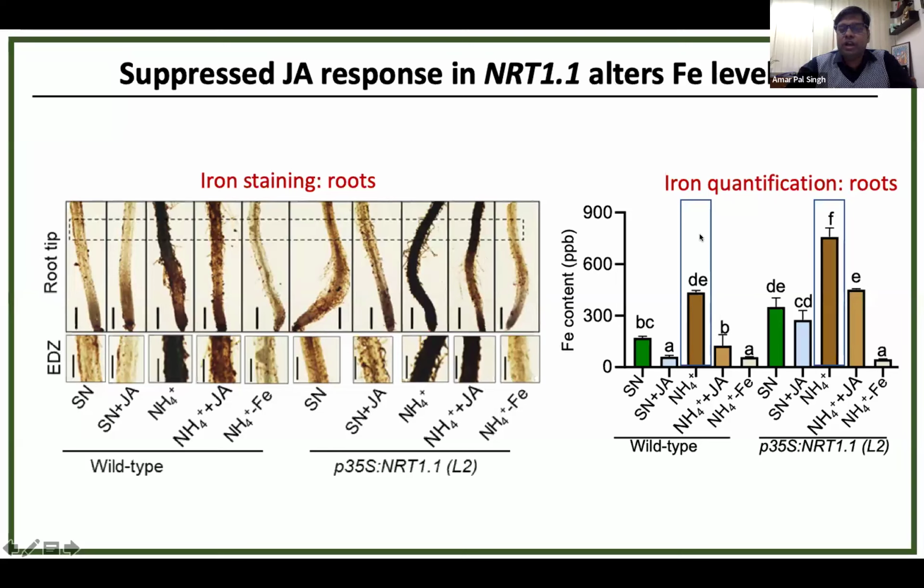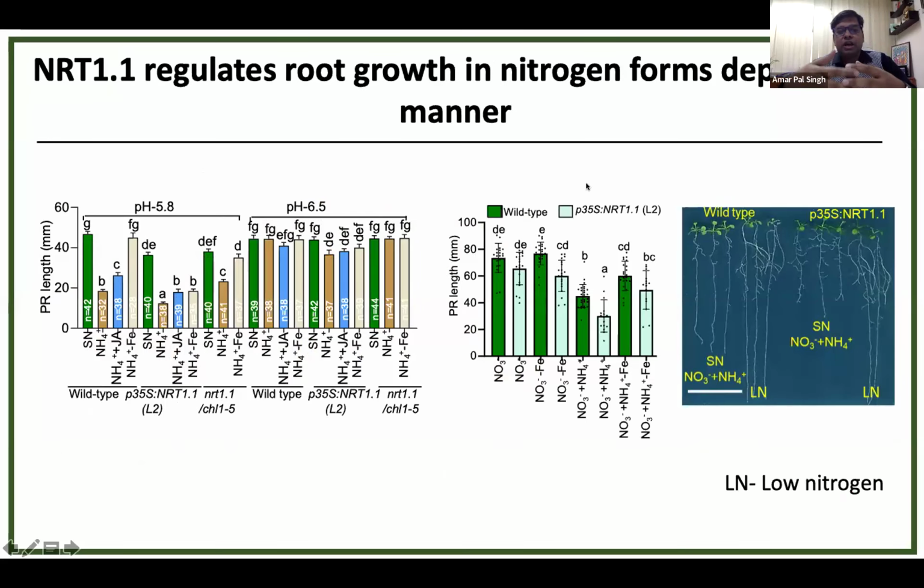And here similarly we can see in the quantification data that under ammonium condition, the NRT 1.1 line shows higher iron accumulation, and even in JA condition it shows reduced iron, but it's not comparable to the wild type. So it's like a feedback regulation, that when there is high ammonium and iron, it will lead to activation of this suppression of JA content, and in turn it is leading to the accumulation of more iron and ammonium and suppressing the root growth. So this model is based on the idea that it is ammonium dependent iron accumulation that is modulating this root growth.